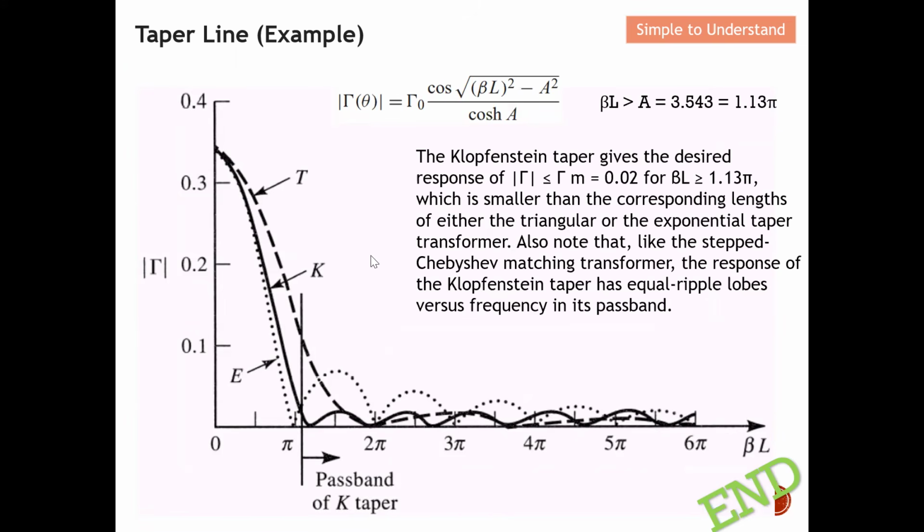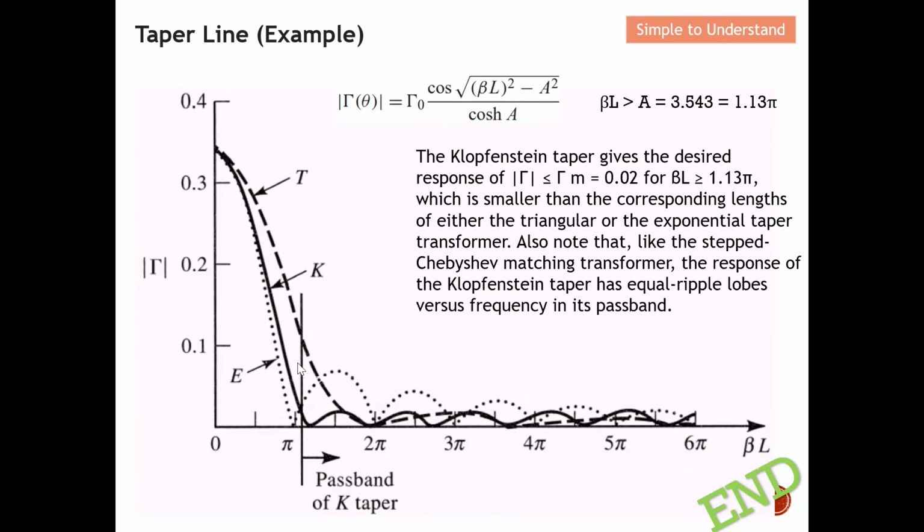I just want to point out something about the last method, which is the Klopfenstein method. If you still remember, this is the equation to compute the reflection coefficient for the Klopfenstein method. If you take a look over here, you can see that this thing minus A, so this beta L must be greater than A. If it's smaller than A, this will be a minus number and this will not be usable. So from here, I can calculate that this beta length is equal to 1.13 pi.